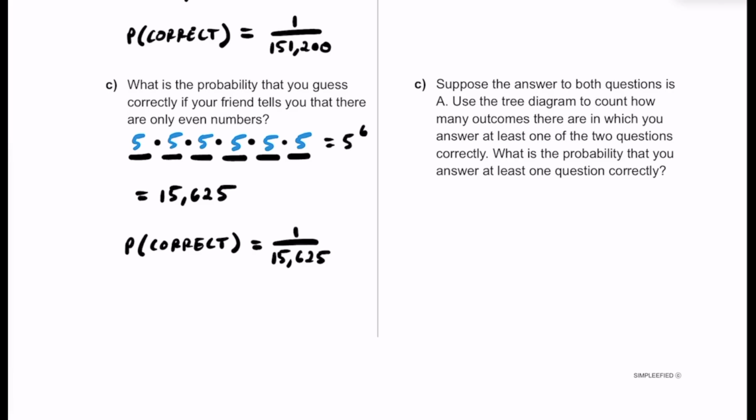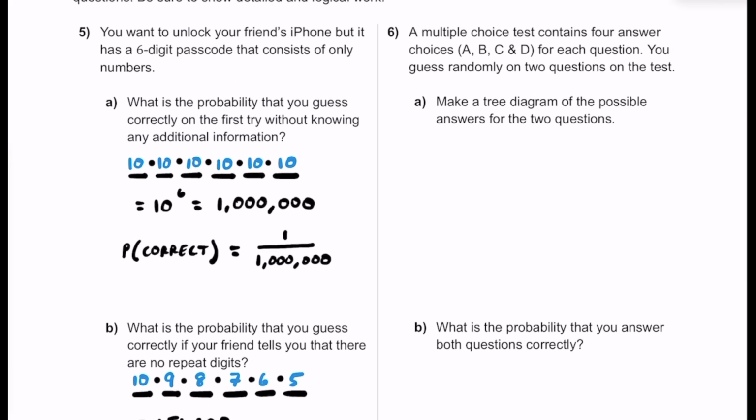Okay. All right, let's check out the last problem. It's got a few parts here though. So in number 6, it says a multiple choice test contains 4 answer choices, A, B, C, and D for each question. You guess randomly on 2 questions on the test. So for part A, it says just make a tree diagram of the possible answers for the last 2 questions.